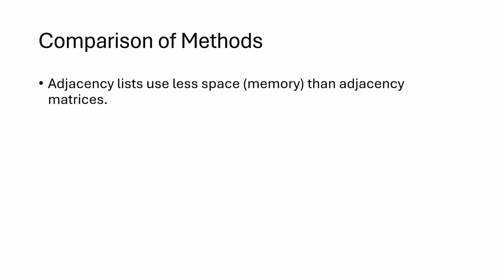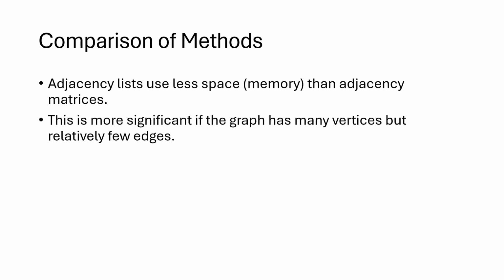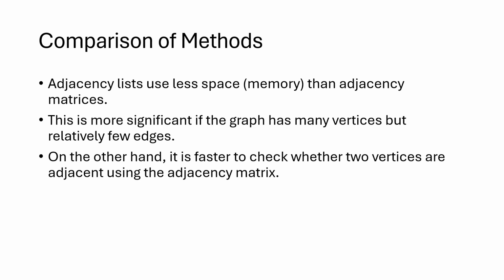But in adjacency list, we only write down in the list the adjacent vertices. So we don't have that problem with adjacency list. So that's in terms of the amount of memory that they use. In that case, adjacency list performs better, especially, as I said, if the graph is not heavily connected.